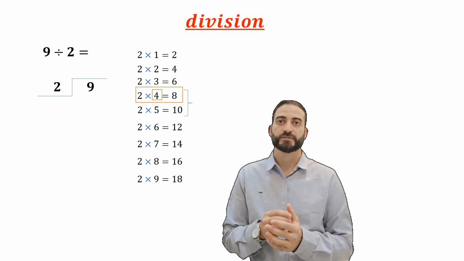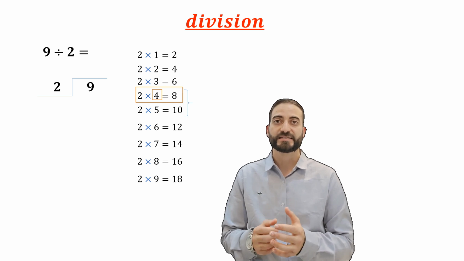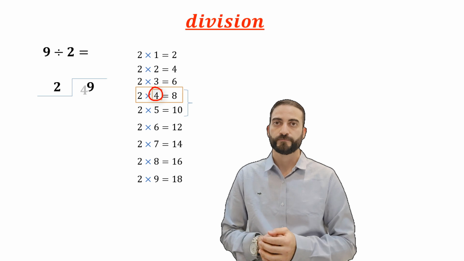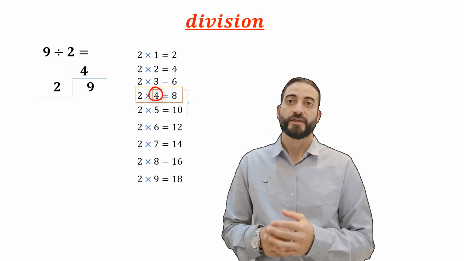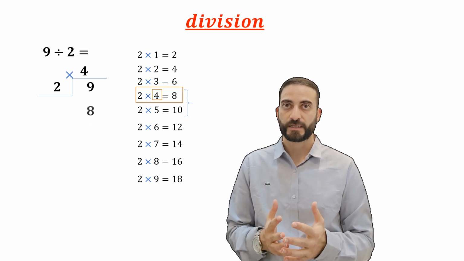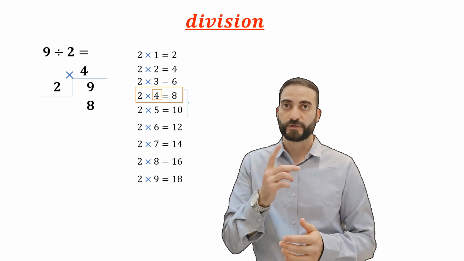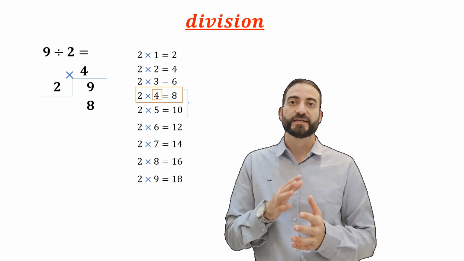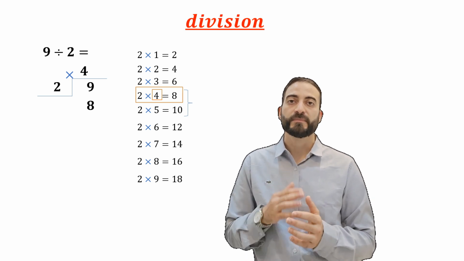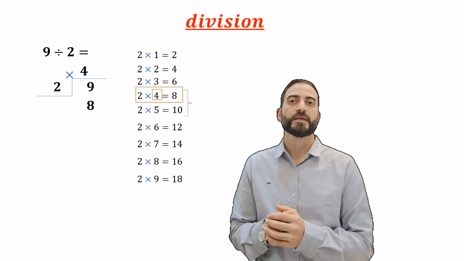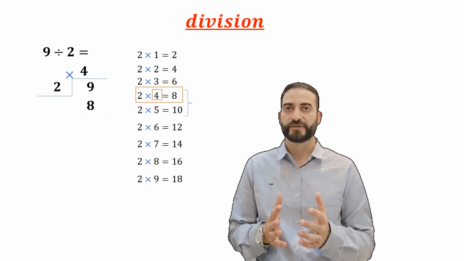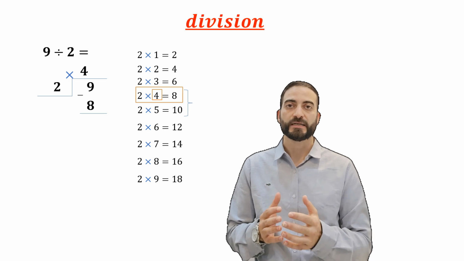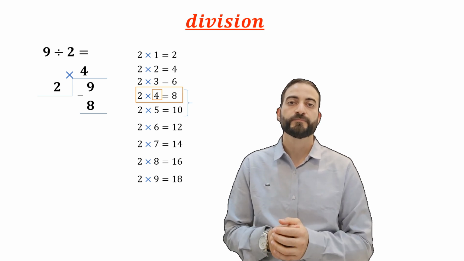Now the third step, we must take the answer multiplied by the divisor, which is 4, and write it here. The fourth step, we multiply the number here, which is 4, by the divisor, which is 2, and we get the answer 8. We must write the answer here, 8 here. Now the fifth step, we do subtraction. 9 minus 8 equal 1.